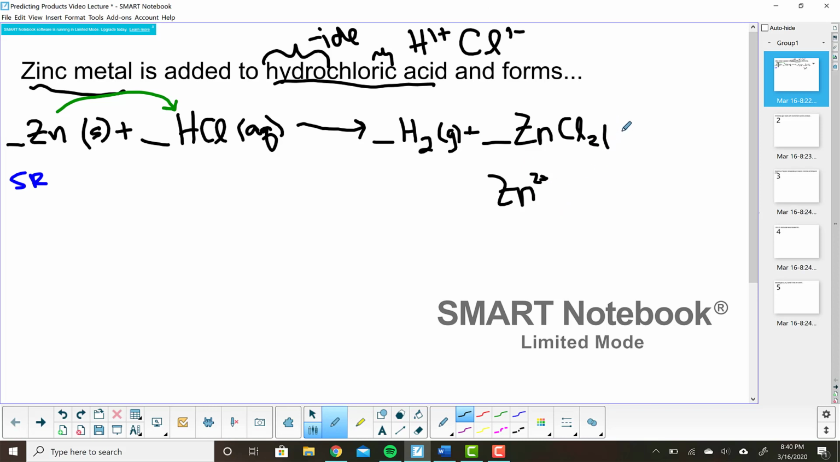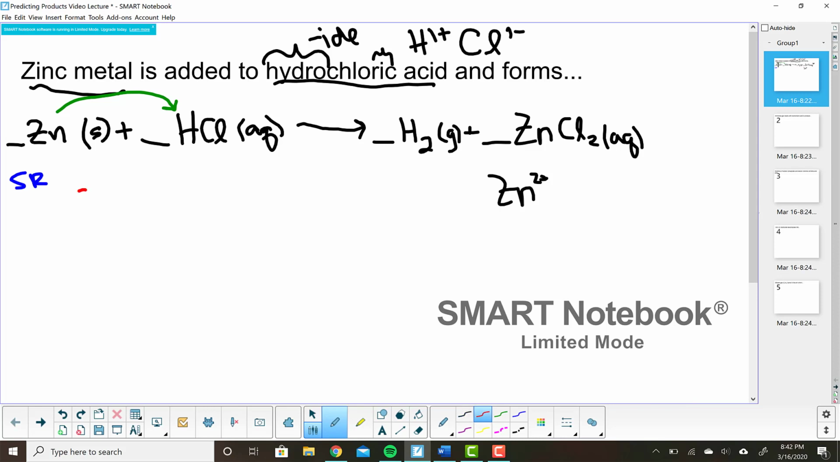Question is, what's the state of matter? Well, since we have an ionic compound, a metal with a nonmetal, and we started with an aqueous solution, we are still going to end with an aqueous solution. We did not evaporate the water, so we are still good here to put the aqueous symbol next to zinc chloride. Now we need to balance.